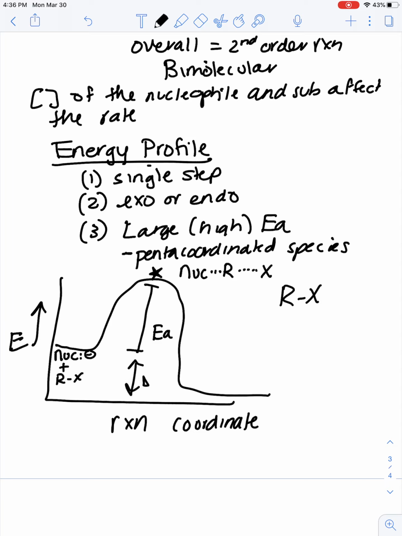Here's our delta G. And then our product here would be our nucleophile attached to our R plus our leaving group. So here an exothermic reaction is shown just because the reactants are higher in energy, remember, than the products.